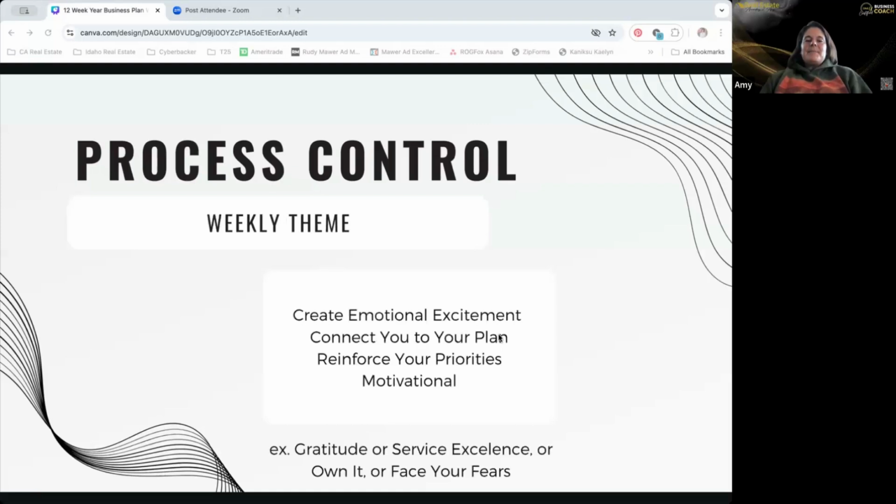The next step of process control is a 12-week theme. So each week we want to come up with a theme for the week. It should create emotional excitement. It's your connection to your plan for that week, and it should align and reinforce your priorities and goals, right? It should be motivating to help you maintain focus. So it could be something like, this week my theme is gratitude, or this week my theme is service excellence, or own it, or face my fears, right? So it could be anything.